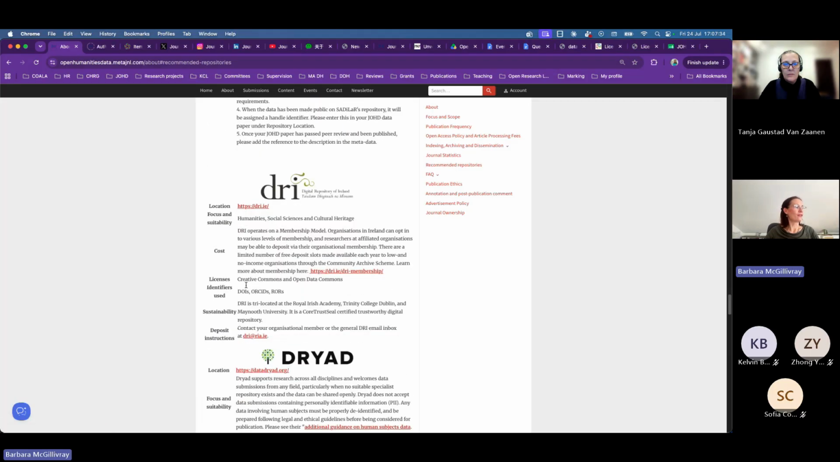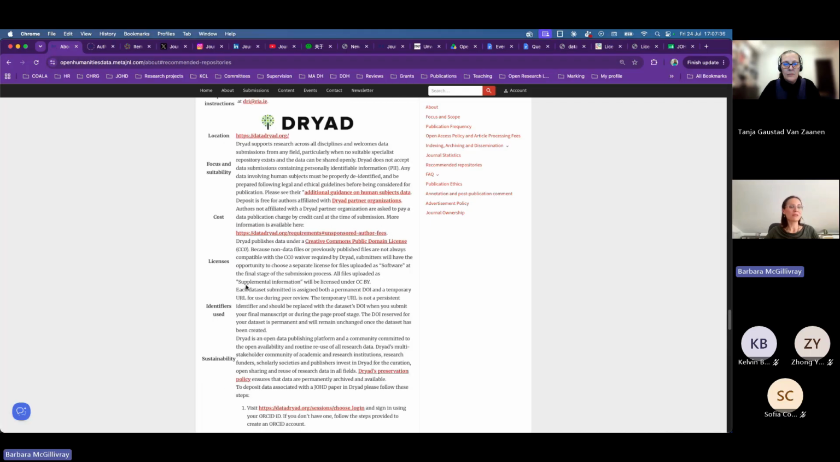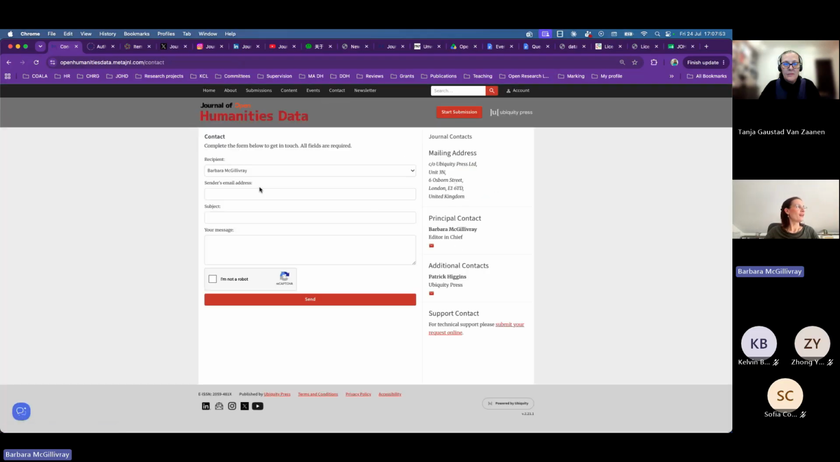So if you do have a recommendation for a repository to be added to this list, as long as it displays this information, feel free to send it over to the journal's contact details, and then we'll definitely consider it. By the way, to contact the journal, you can either fill in this form or email directly either myself as editor-in-chief or Patrick Higgins, who is the Ubiquity Press contact.